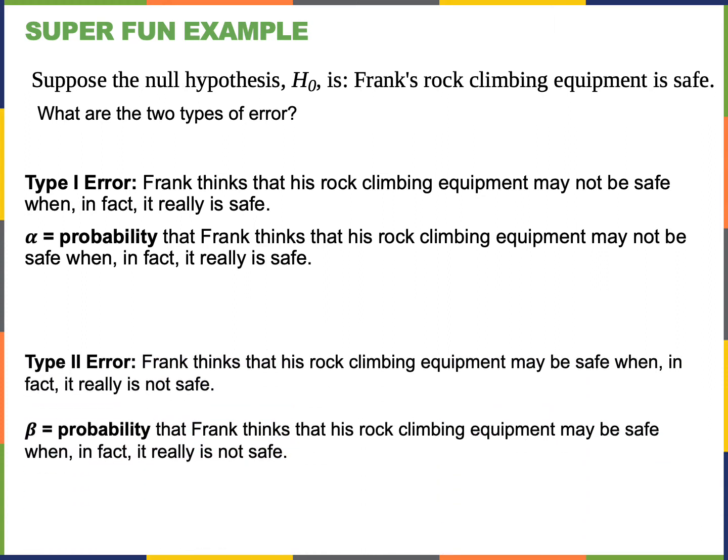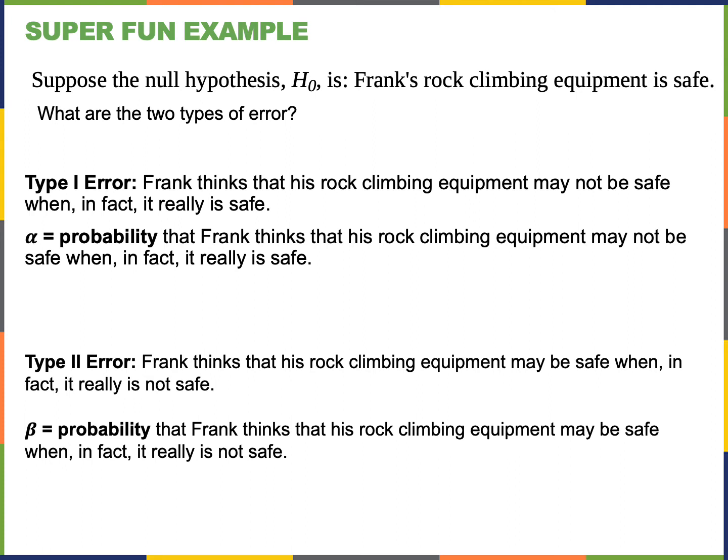The type 2 error in this case would be that Frank thinks his rock climbing equipment is safe when in fact it's really not safe. He's believing the lie. So in a type 2 error, the null hypothesis is actually false. It's not safe, but Frank thinks it is safe. And then beta is the probability of this occurring.